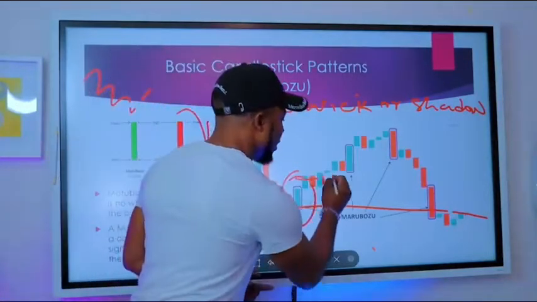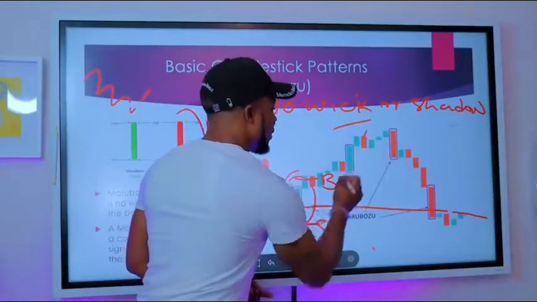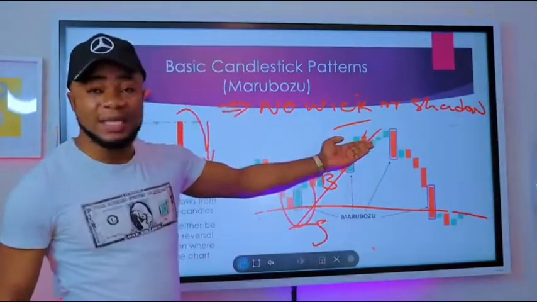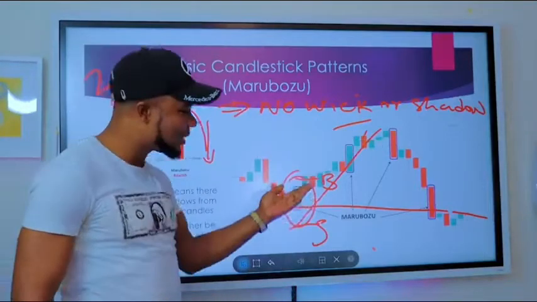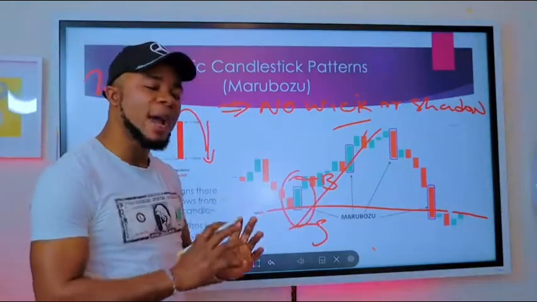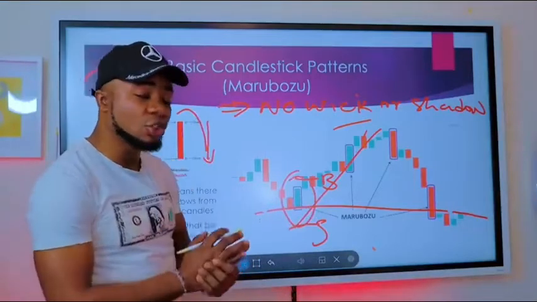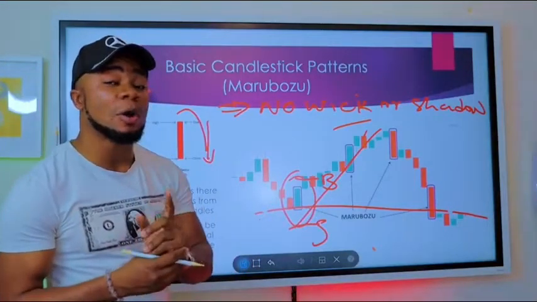We would have bought somewhere here. Bought, stop loss, take profit, boom. By this time, we must have been out of the trade by now. So you see, this is a key signal. That is how you combine structures and patterns to be able to come up with a signal.